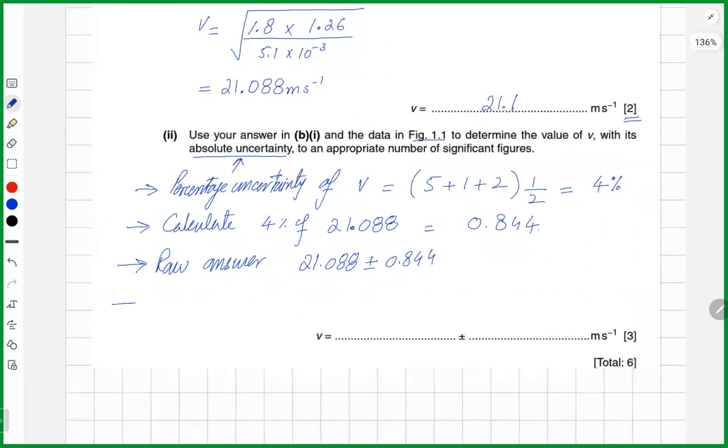What should be my final answer? So when we are finding the final answer, the error should be reduced to one significant figure. So it will be 0.8, and the value is 21.1. So 21.1 plus minus 0.8.